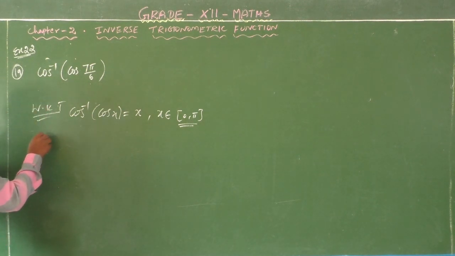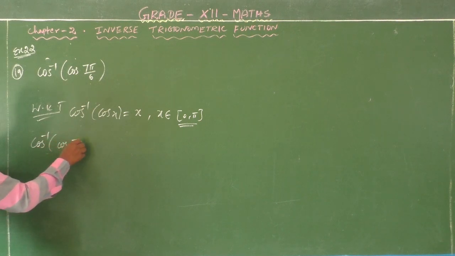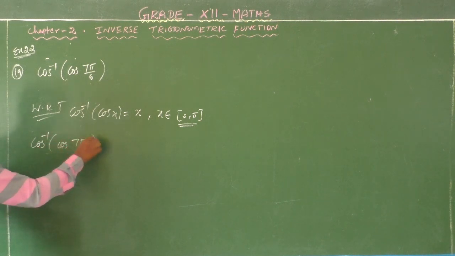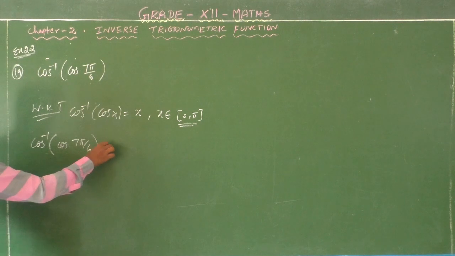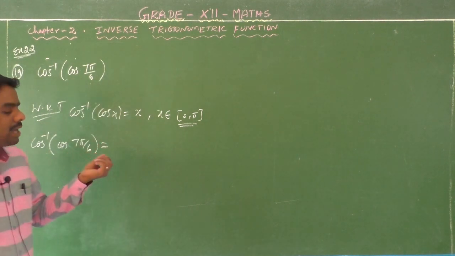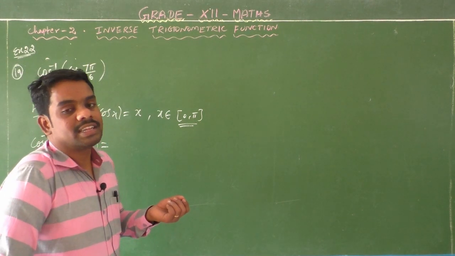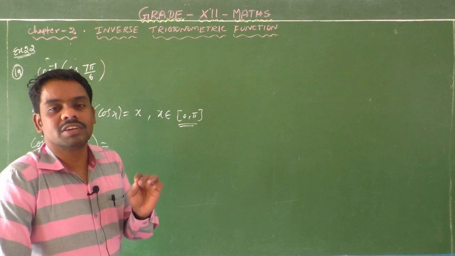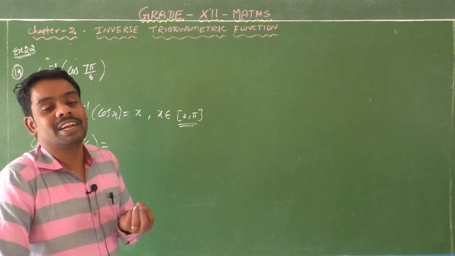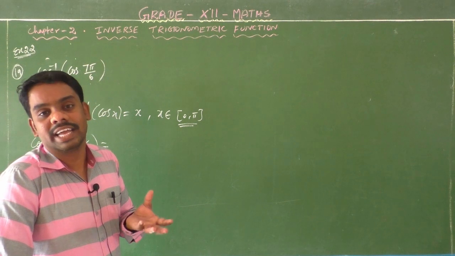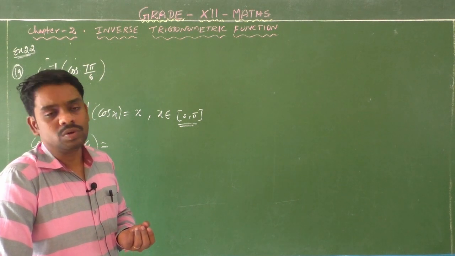Given question: cos inverse of cos 7 pi by 6. This value is 7 pi by 6. Change it to degree measure. Pi by 6 is equal to 30 degrees. Then 7 pi by 6 is equal to 7 into 30, which is 210 degrees.